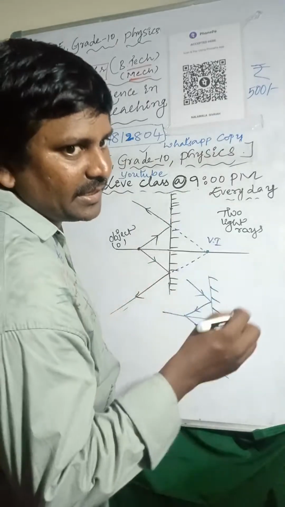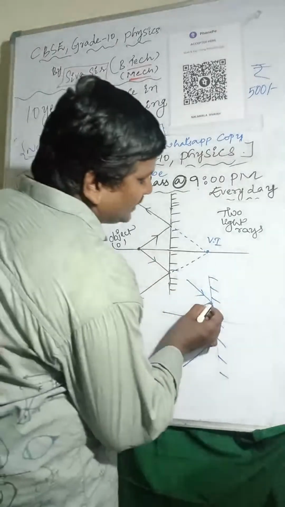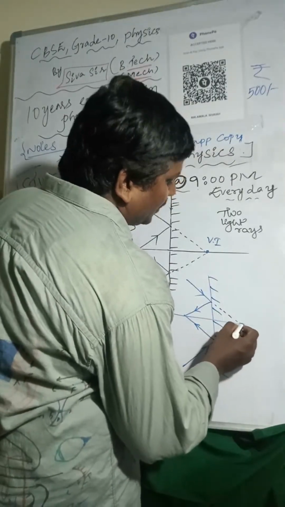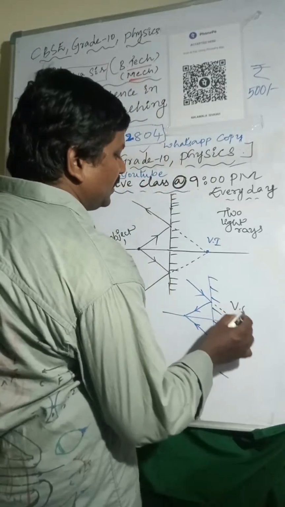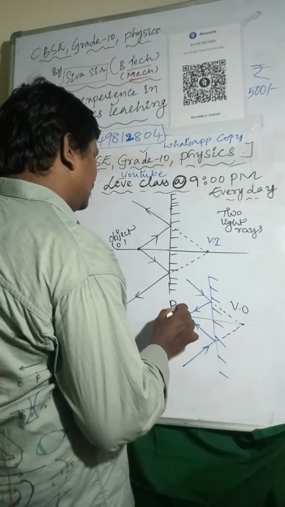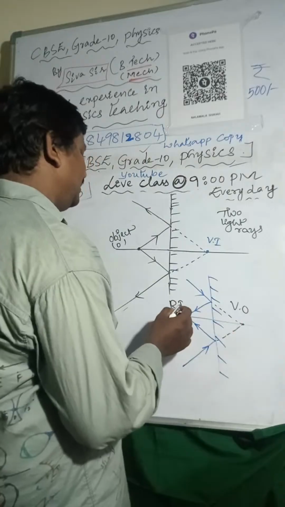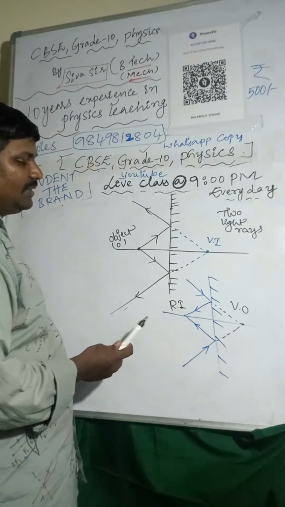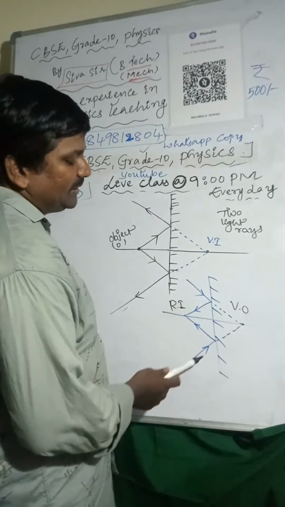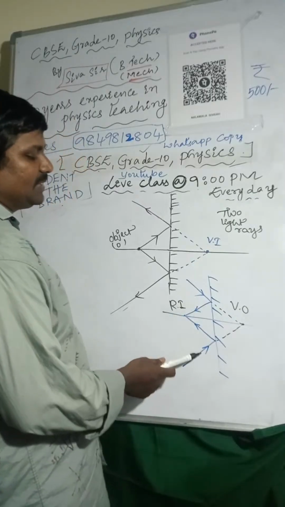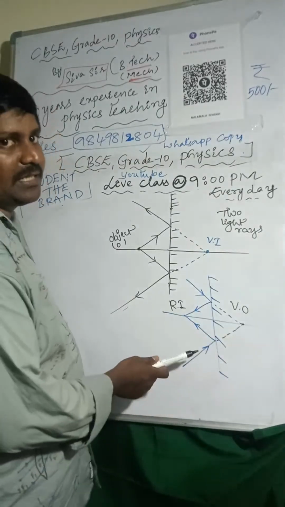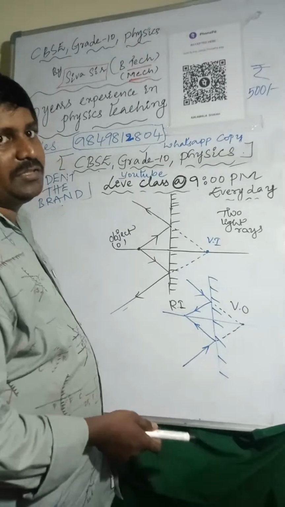So I'm considering here these light rays you are extending. So this is the virtual object and this is a real image. Virtual object and real image. Here you can see the point of intersection of incident light rays is called virtual object.